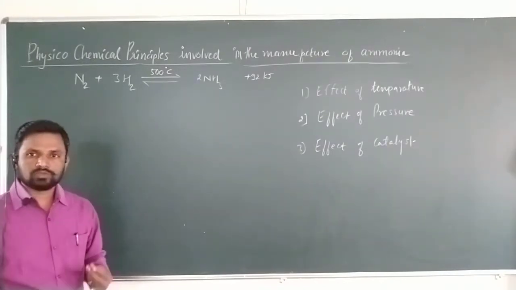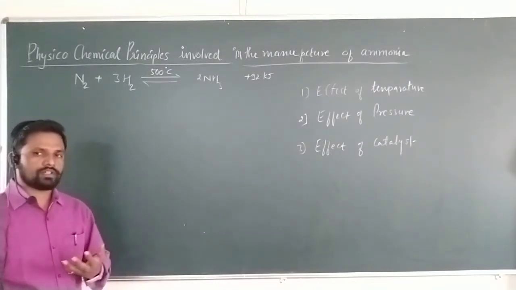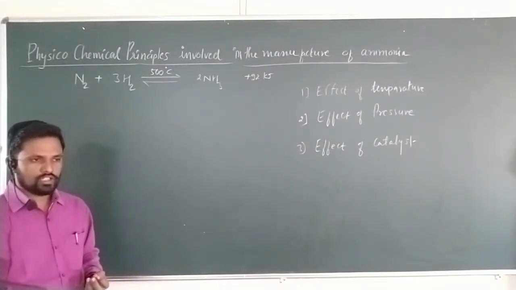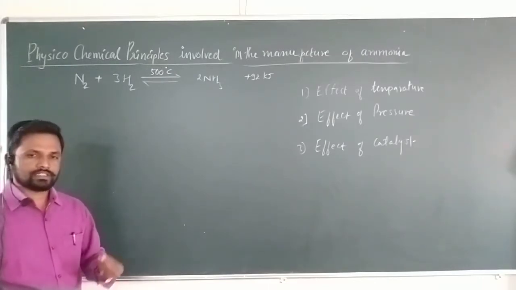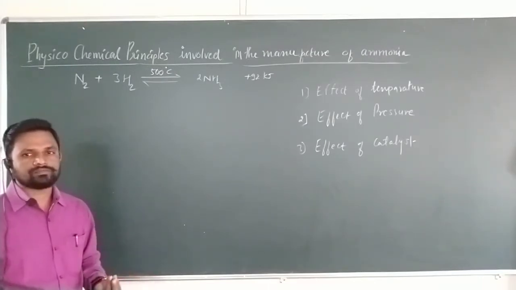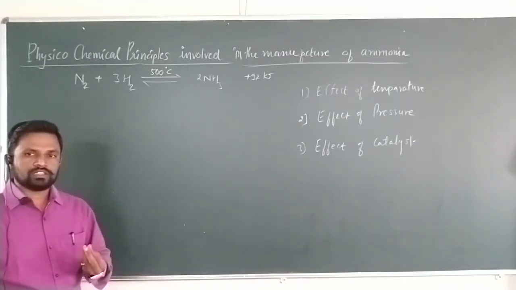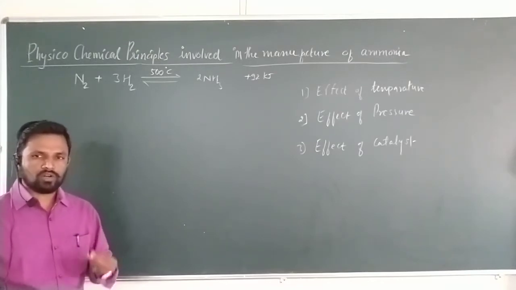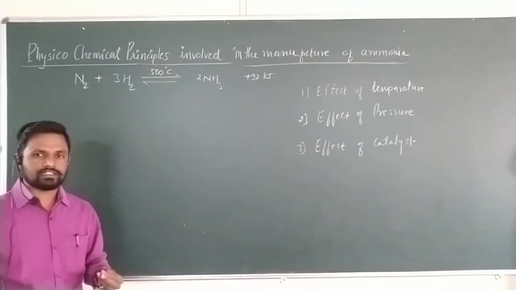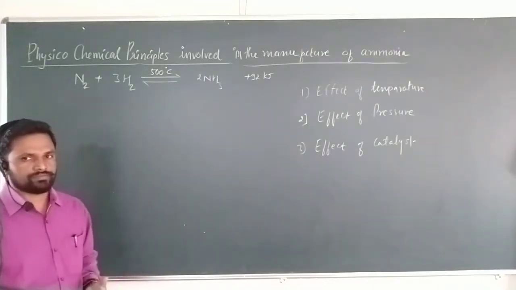From the last 2-3 lectures, we are discussing the manufacture of ammonia by the modified Bosch-Haber process. We studied the principle as well as the flow sheet of manufacture of ammonia, how that can be synthesized at industry level, that we already studied in the previous lecture.